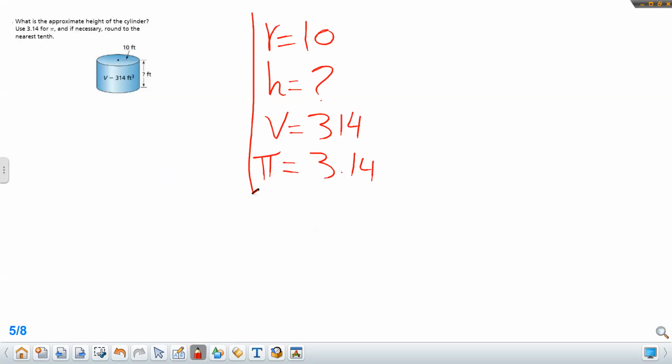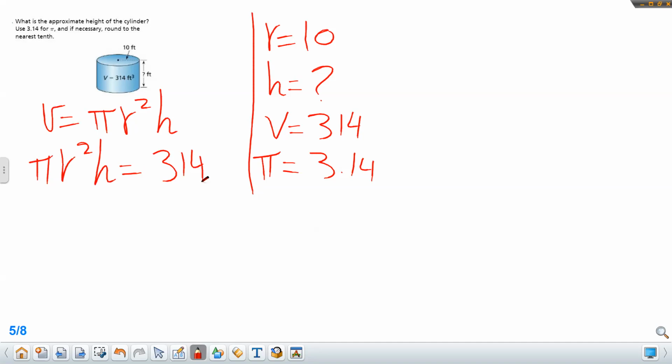First, put the rule of the volume. What is the rule of the volume? The rule of the volume is pi r square height. So I can say pi r square height equals 314. Then substitute everything. Pi, you know it? Yes, I know, 3.14 times radius. Yes, you have a radius equal 10. So 10 power 2 times height, I don't know what, equals 314.